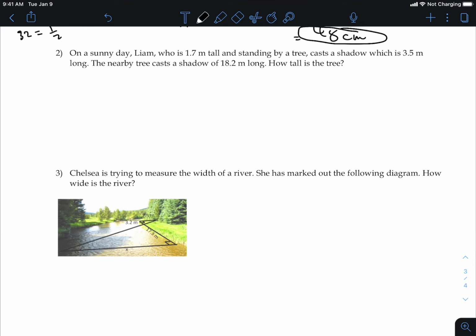Here's what you've got going on here. We're going to use this idea of similar triangles to solve for a side length, okay? So on a sunny day, you're going to have to draw me a picture and then solve the triangle. On a sunny day, Liam, who's 1.7 meters tall, there's Liam, he's 1.7 meters tall. He's standing by a tree, and he casts a shadow that's 3.5 meters long.